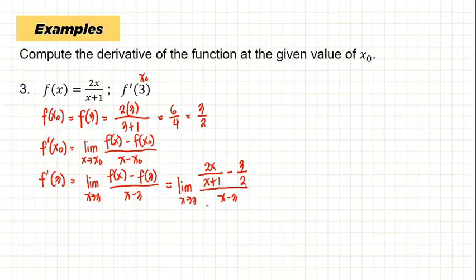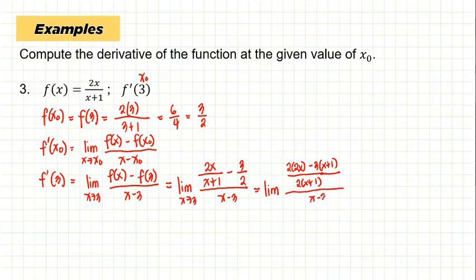Now, if you do direct substitution, this will become 6 over 4, or 3 halves, minus 3 halves, 0 again, over 3 minus 3, 0. So another indeterminate form, so we will factor. But before that, let's simplify the numerator. So we will have the limit of, the LCD is 2 times x plus 1. So we will have 2 times 2x minus 3 times x plus 1 all over x minus 3 as x approaches 3.